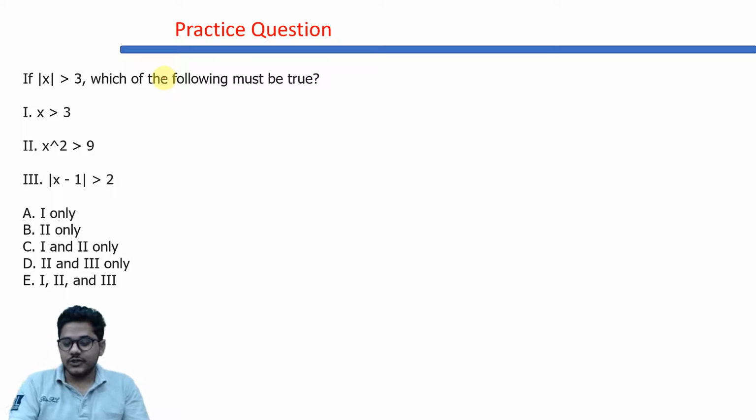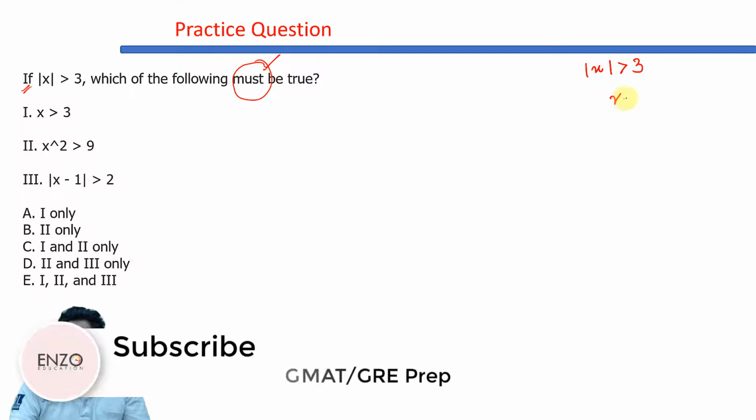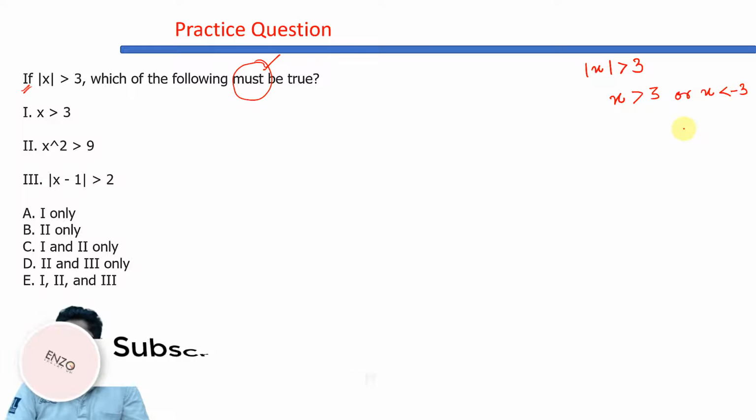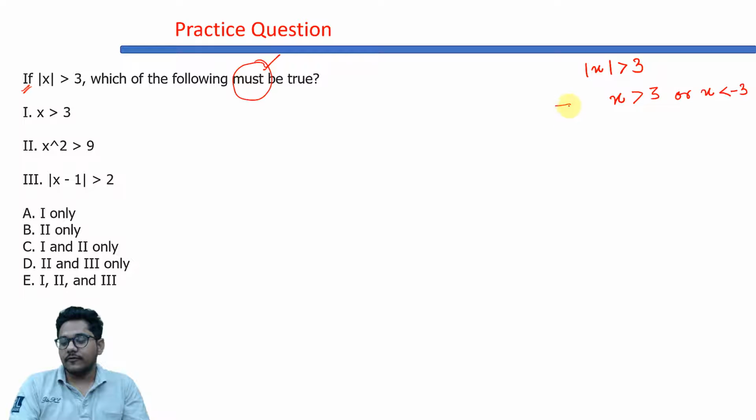Now let's look into this easy question. The question says, if mod of x is greater than 3, then which of the following must be true? This keyword is very important: must be true. So if mod of x is greater than 3, then the value of x must be greater than 3, or the value of x must be less than minus 3. In both these cases, the value of mod of x would be greater than 3.